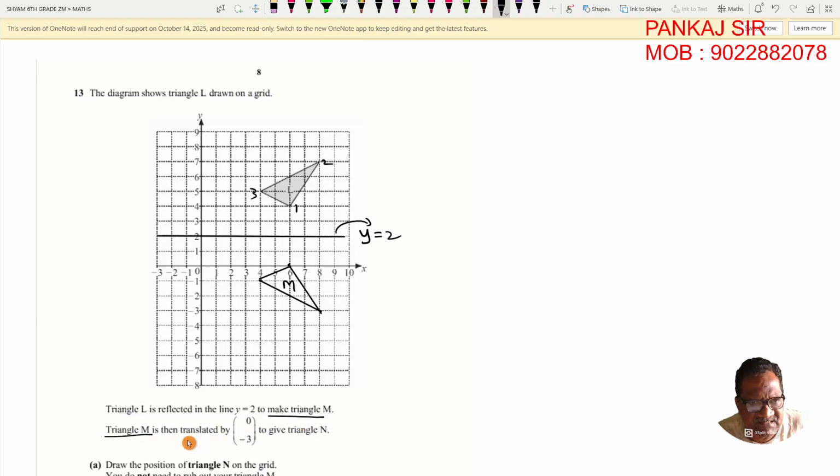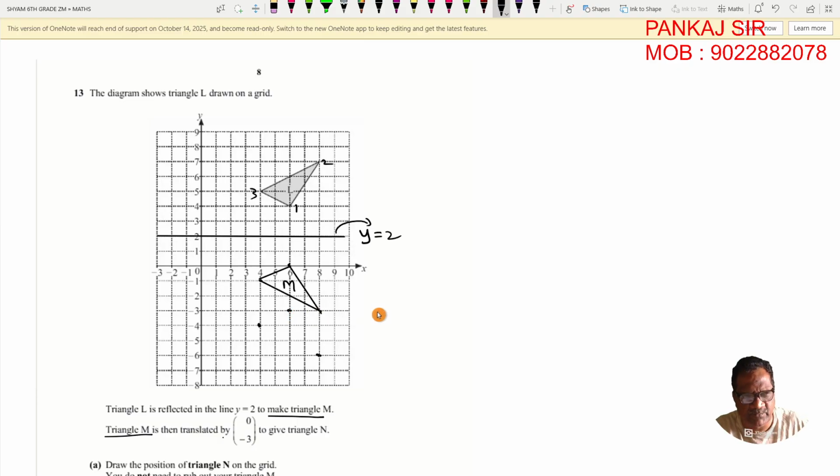Now triangle M is then translated by 0 minus 3. So the column vector for translation is 0 minus 3. This 0 is along the x-axis and minus 3 is along the y-axis. Because it is minus, so it will be vertically down. So this triangle M, I am going to translate or shift 3 units in the downward direction. So again, this point will get translated to 1, 2 and 3. Come here. This will come to 1, 2 and 3 over here. And this point will move down 1, 2 and 3.